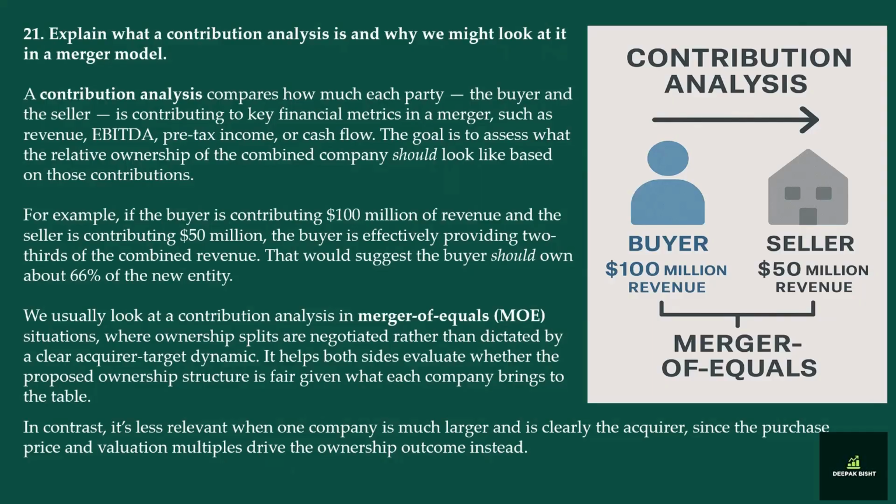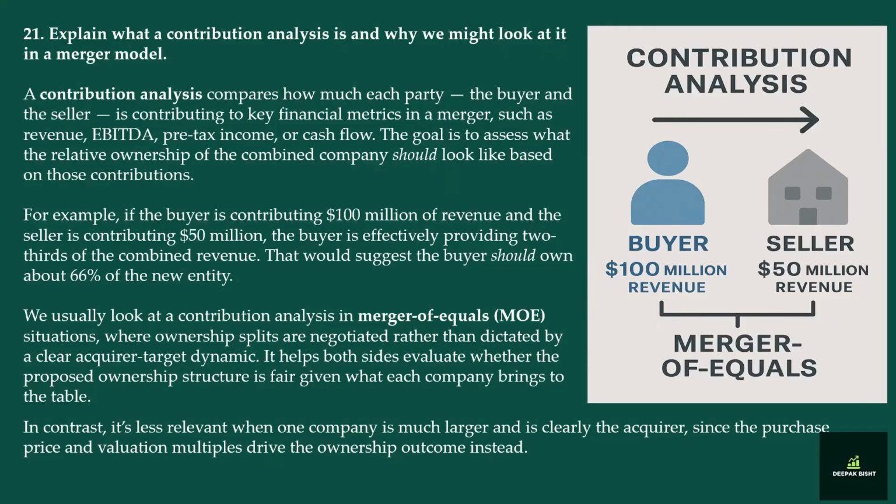So you both agree to merge your existing bakeries into one big shop. You currently make 100,000 per year in sales, and your friend makes 50,000 per year in sales. So together, the new bakery will make 150,000 per year. If you both agree to split the ownership 50-50, that might not be a fair deal because you are bringing two-thirds of the revenue. A contribution analysis would show that you are contributing 66% of the revenue, and your friend is contributing 34% of the revenue.